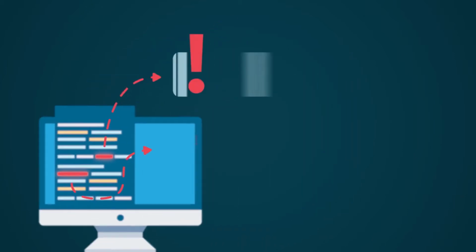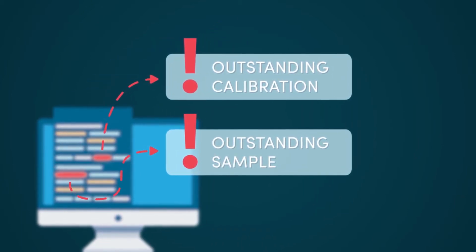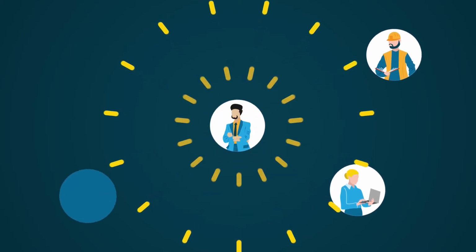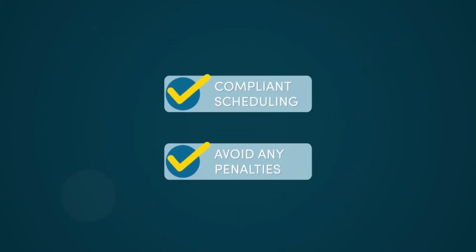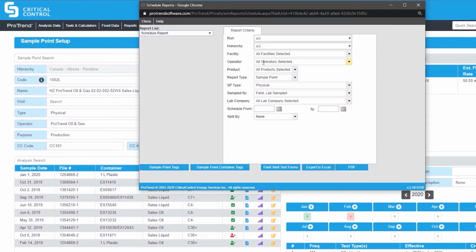When the schedules have been created, Protrend can track all outstanding calibration and sample requirements through the reporting tool. This data can also be automatically distributed to avoid lengthy email threads and missed attachments. This helps ensure that your schedules are compliant and avoids any non-compliant penalties. At the end of each month, a schedule report will be pulled for the upcoming month, detailing which samples and tests are to be completed.